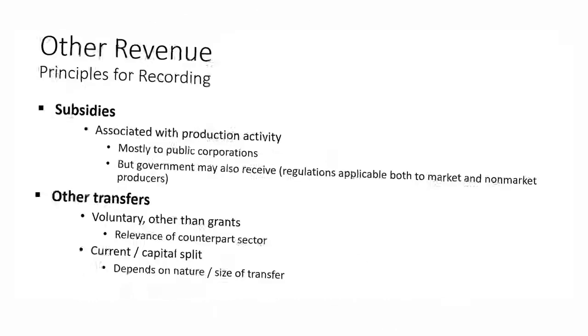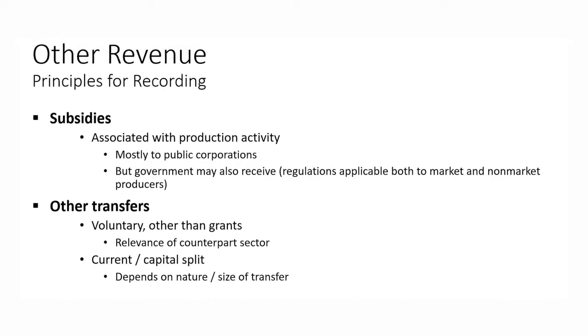Other revenue, there are also subsidies in this box of other revenues associated with production activity, belonging mostly to public corporations, which have to pay this, and other voluntary transfers other than grants or current. But these are typically smaller issues, and premiums also.